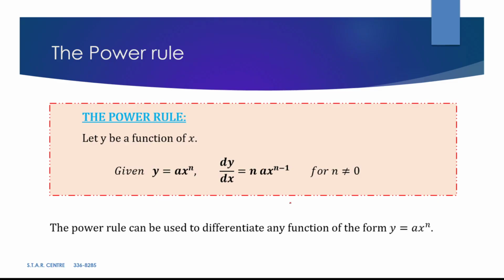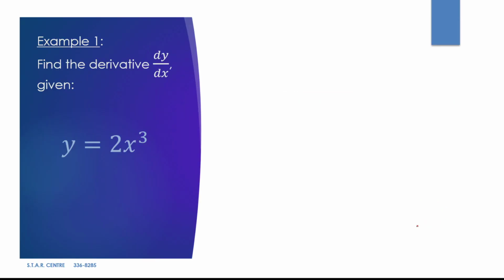The power rule can be used to differentiate any function in that form, y equals ax to the power of n, where a is a constant and n is a constant, meaning numbers. Such as y equals 2x to the power of 3, that is in this form. Example 1. Find the derivative dy dx given y equals 2x cubed.